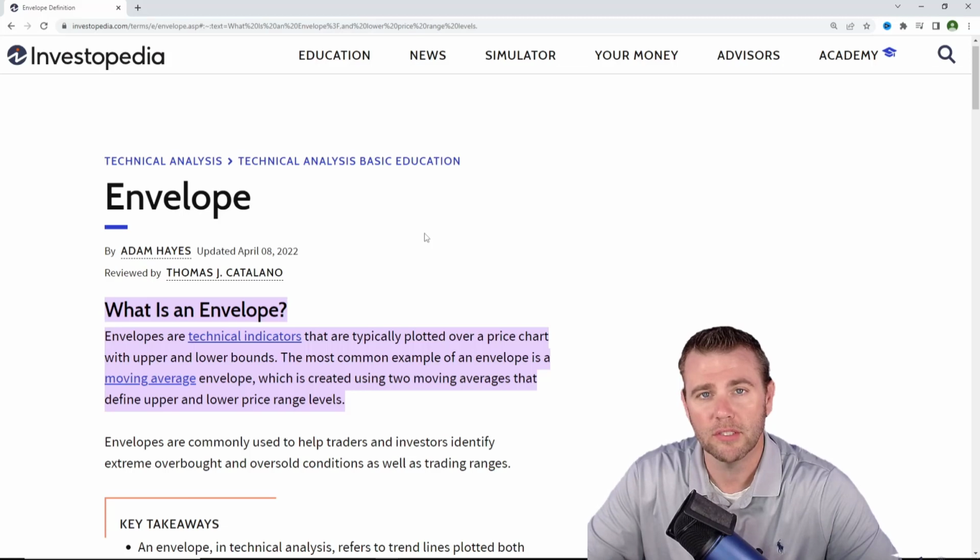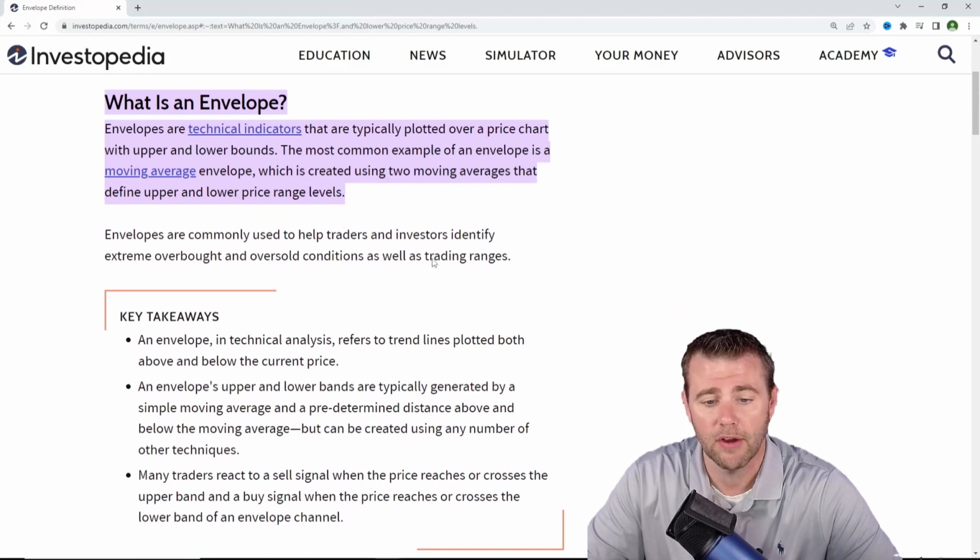So this is a little misleading. Essentially what it is, it's based off of a moving average, the most common being a 20-period simple moving average, and then raising that moving average and lowering that moving average by a certain percentage, the most commonly used being a 5% move.